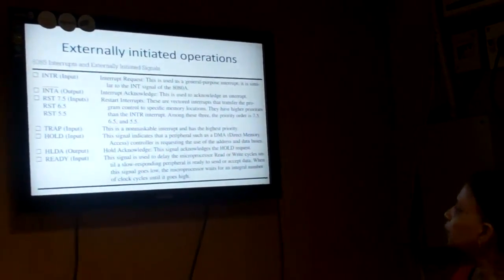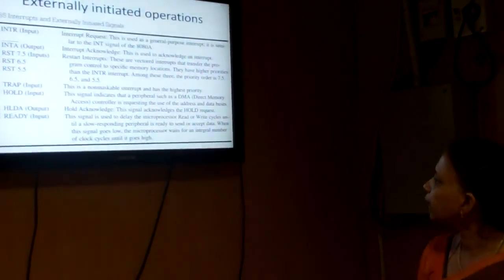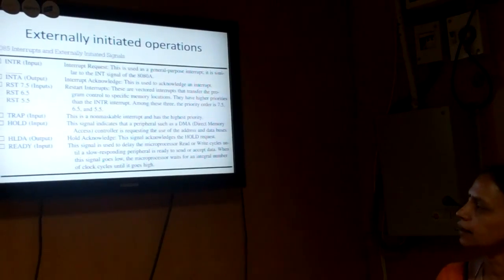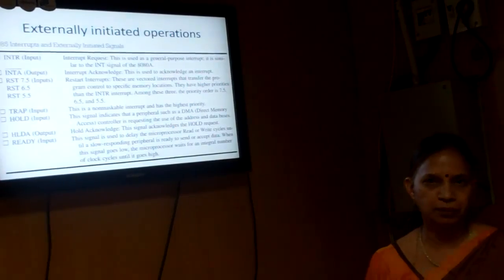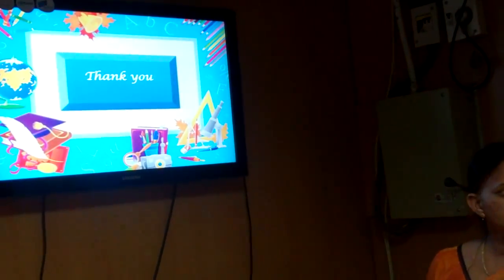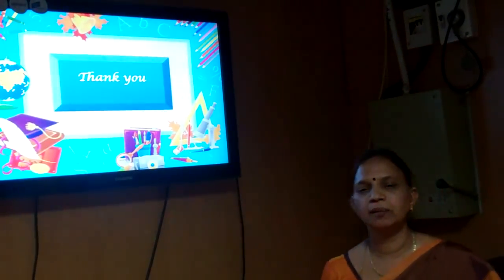Then the ready signal. This is used to delay the microprocessor cycle. So when the signal goes through, the microprocessor waits for an integral number of clock cycles until it goes through. This is a way of communication between the processor and peripherals. So far, this is what we have done about the architecture.